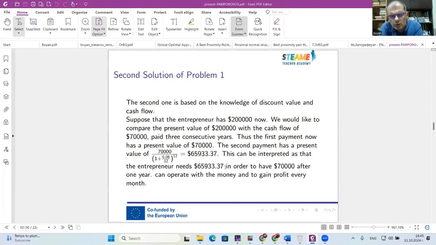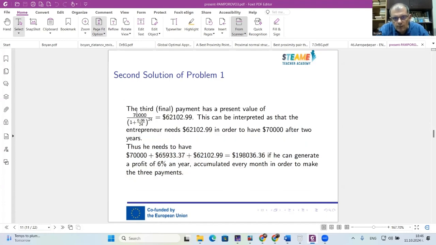But there is another way to think about this problem. This problem is with the so-called discount value. What is the present value of $70,000 today? We have to discount this, so that our answer is that if we have today $65,000 and if we invest them with a 6% rate increase of this amount for 1 year, 12 months, we'll need less than 70,000.